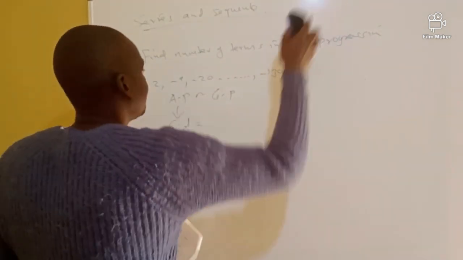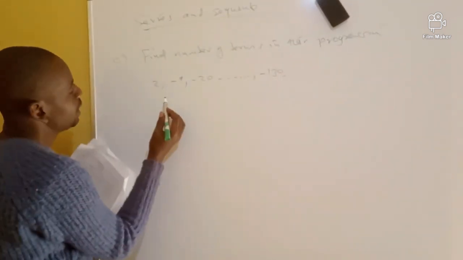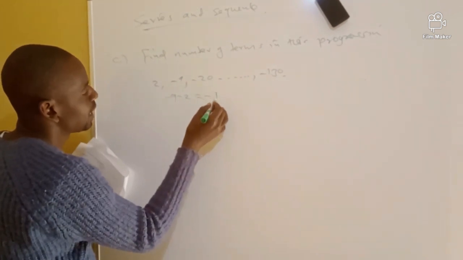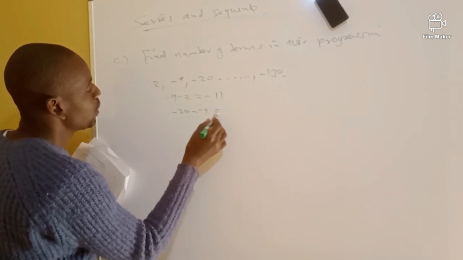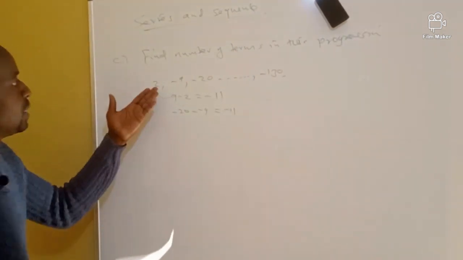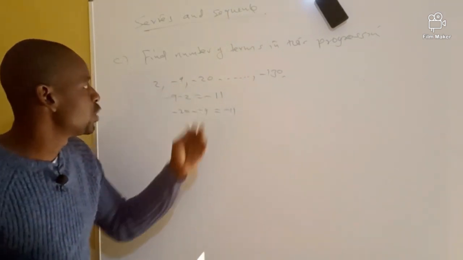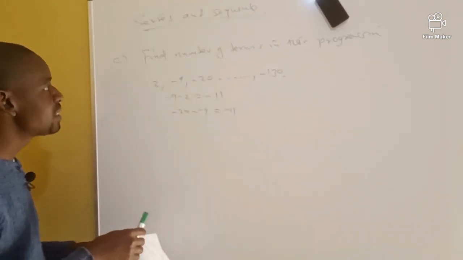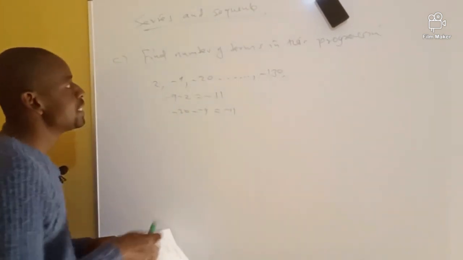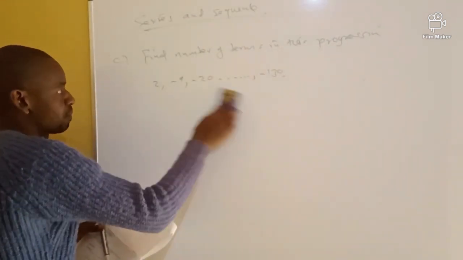But now let's look at this one. Is it an AP or a GP? Let's look at the difference. Negative 9 minus 2 gives negative 11, and negative 20 minus negative 9 gives negative 11. So the difference from 2 to negative 9 is negative 11, and from negative 9 to negative 20 is also negative 11. That simply means whatever we are talking about here is an AP, an arithmetic sequence or progression.